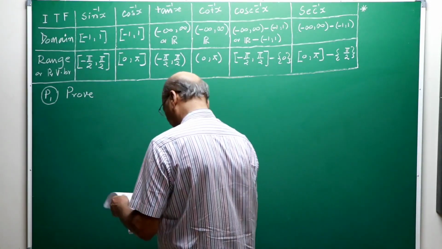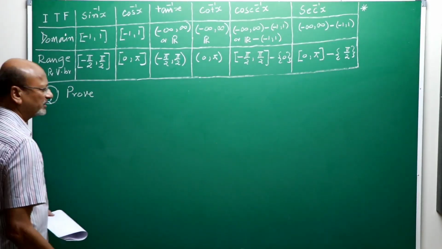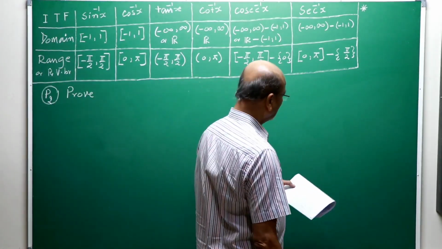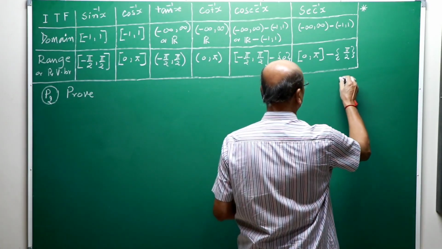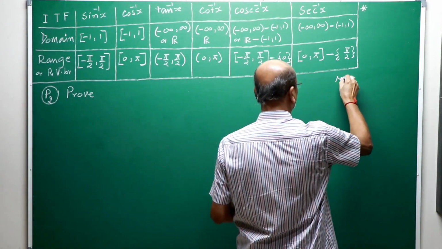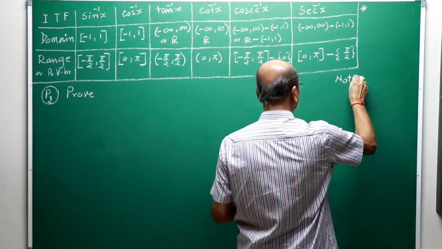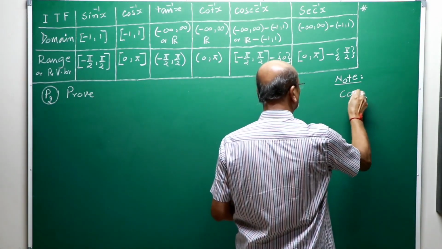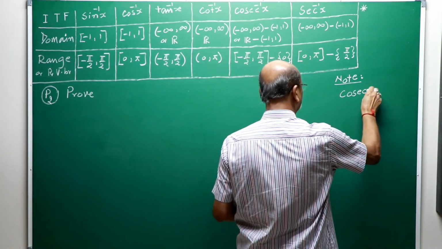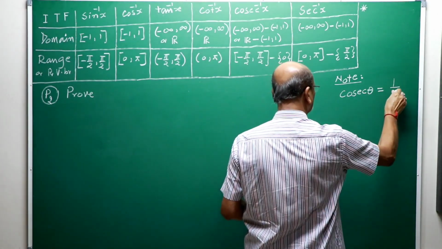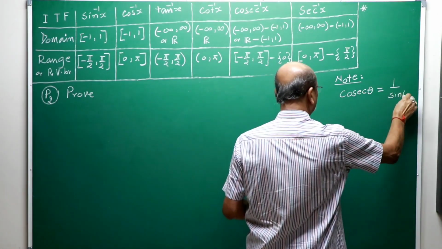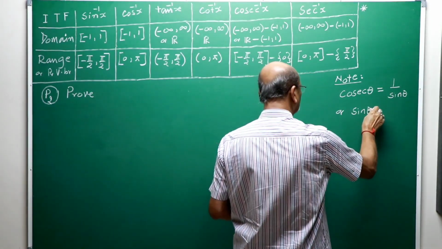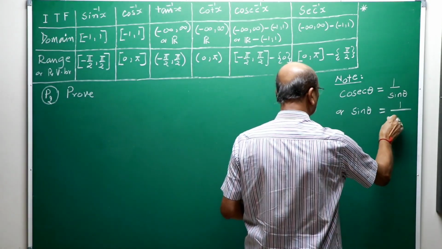Yes, friend, for this second property, I want to remind you of certain results in trigonometry. Those results I write in the form of a note here in this corner. Note: cosec theta is 1 by sine theta. You can also write sine theta is 1 by cosec theta.